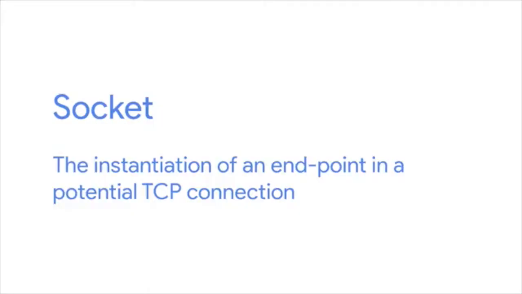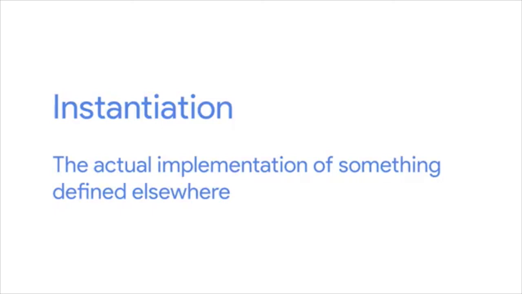A socket is the instantiation of an endpoint in a potential TCP connection. An instantiation is the actual implementation of something defined elsewhere. TCP sockets require actual programs to instantiate them. You can contrast this with a port, which is more of a virtual descriptive thing. In other words, you can send traffic to any port you want, but you're only going to get a response if a program has opened a socket on that port.